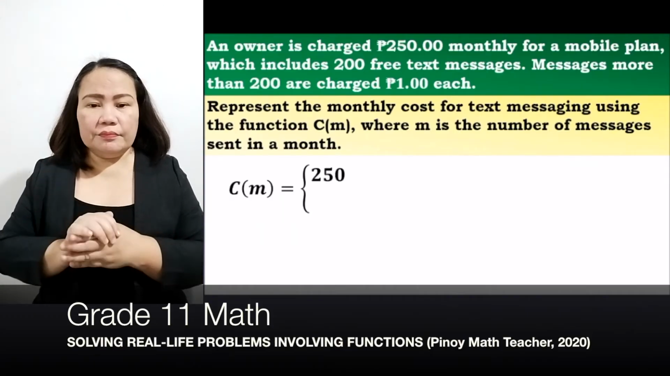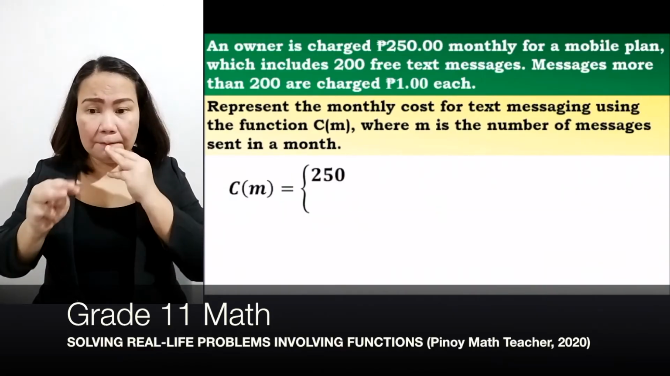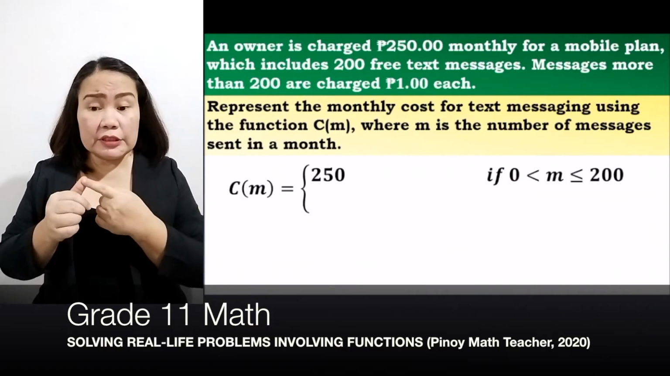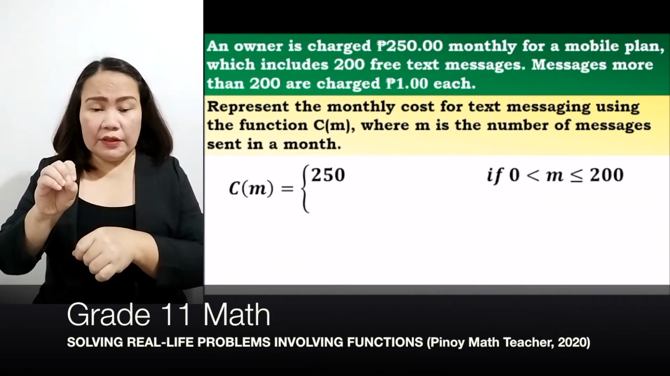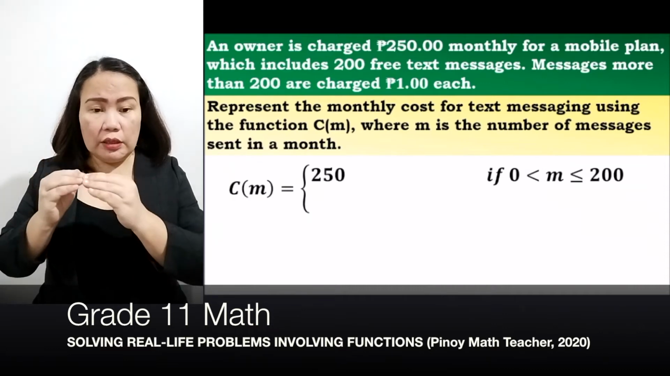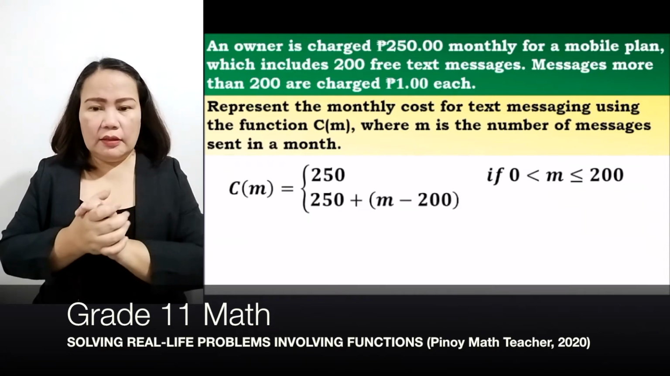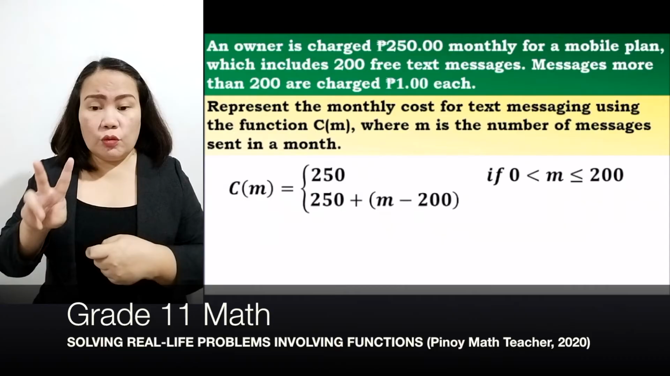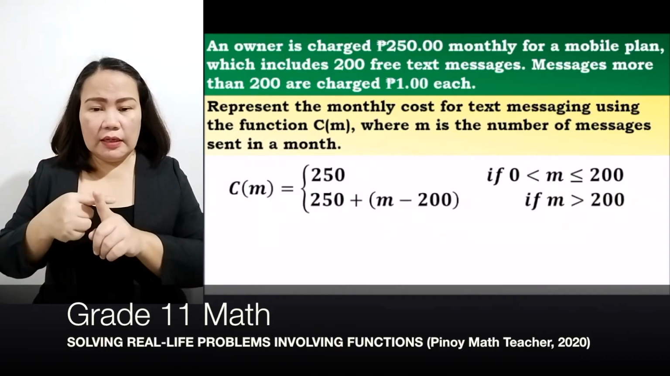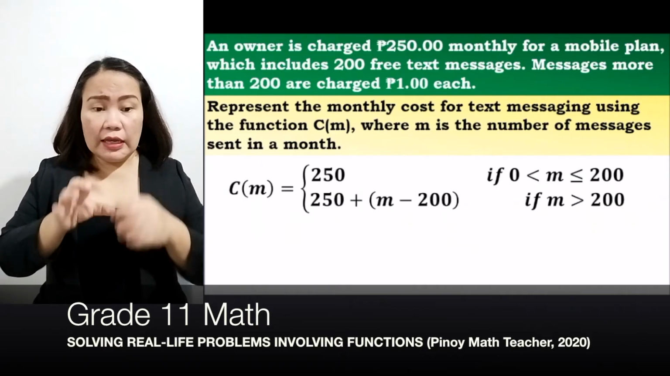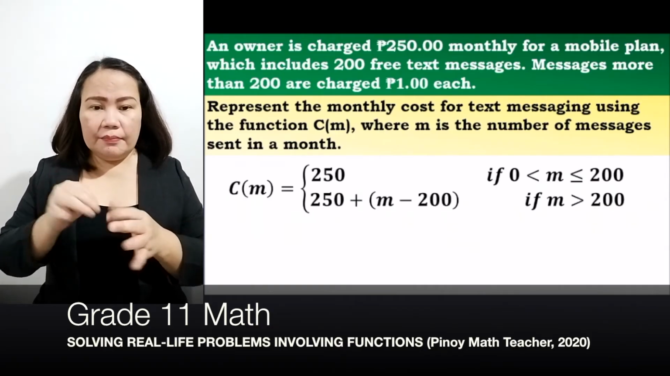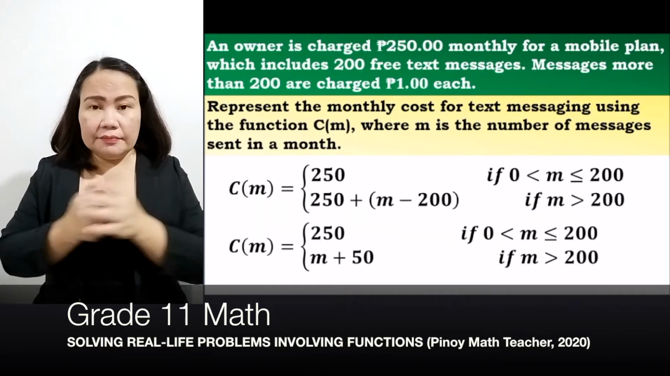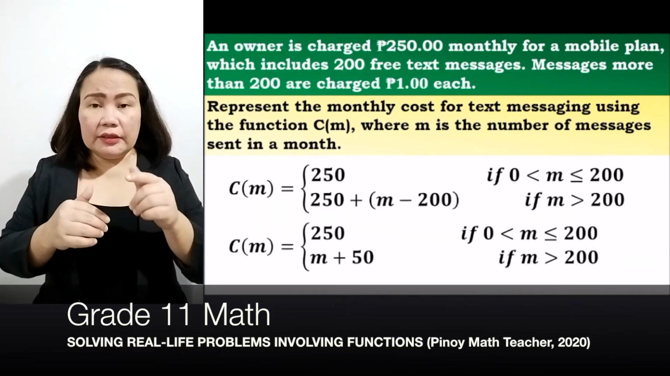Una, 250 pesos lang ang babayaran ng owner kung ang M or yung number of text messages ay greater than 0 but less than or equal to 200. Pangalawa, ang cost ay 250 plus M minus 200 kung ang M ay greater than 200. Maaari ding isulat ang piecewise function na ito ng ganito, kung saan kinuha ko na yung difference ng 250 at 200.